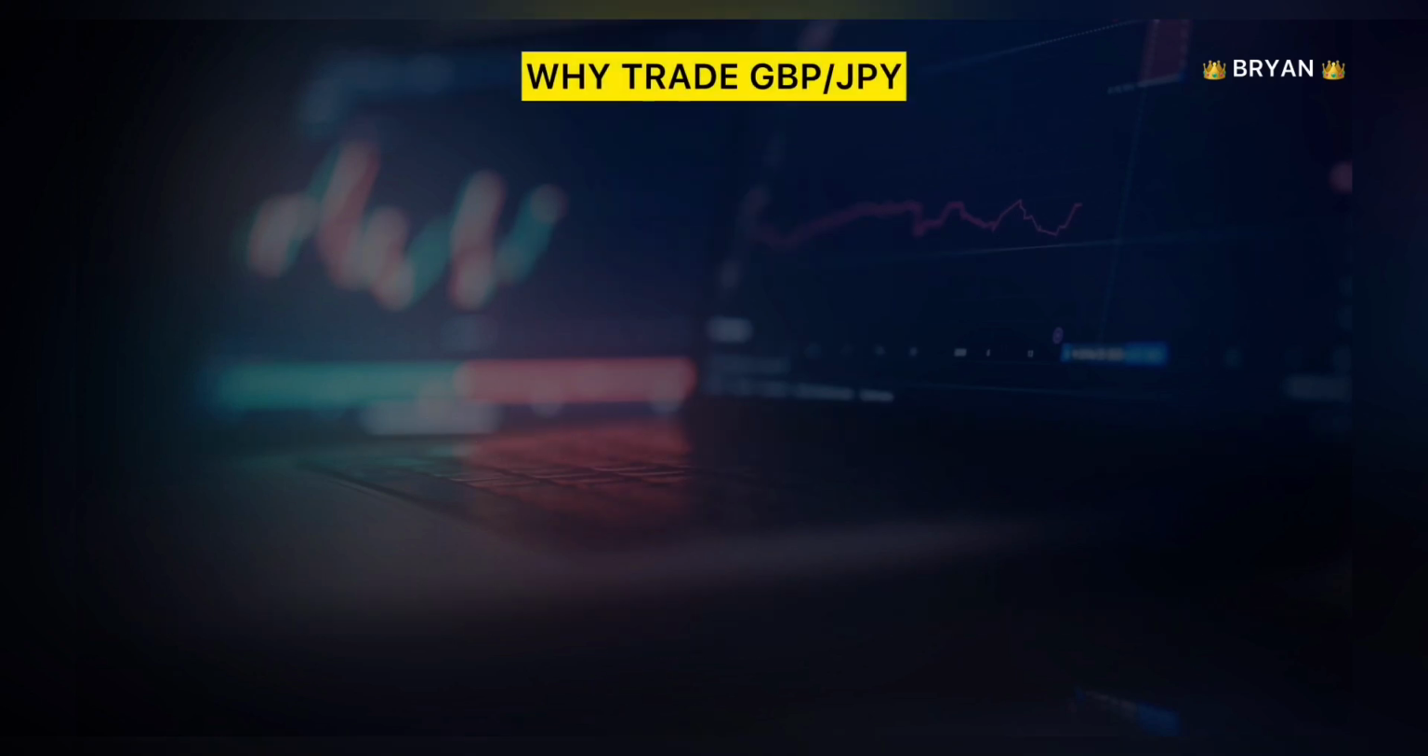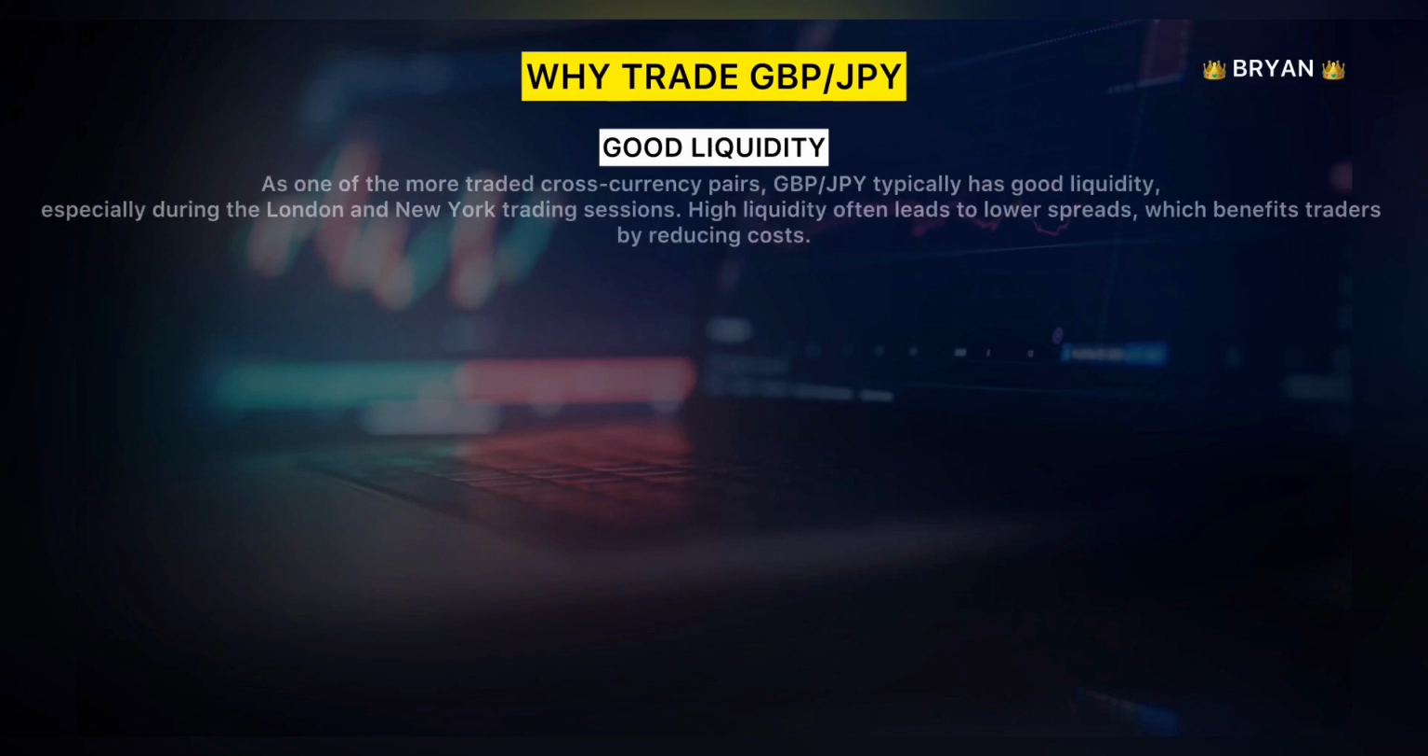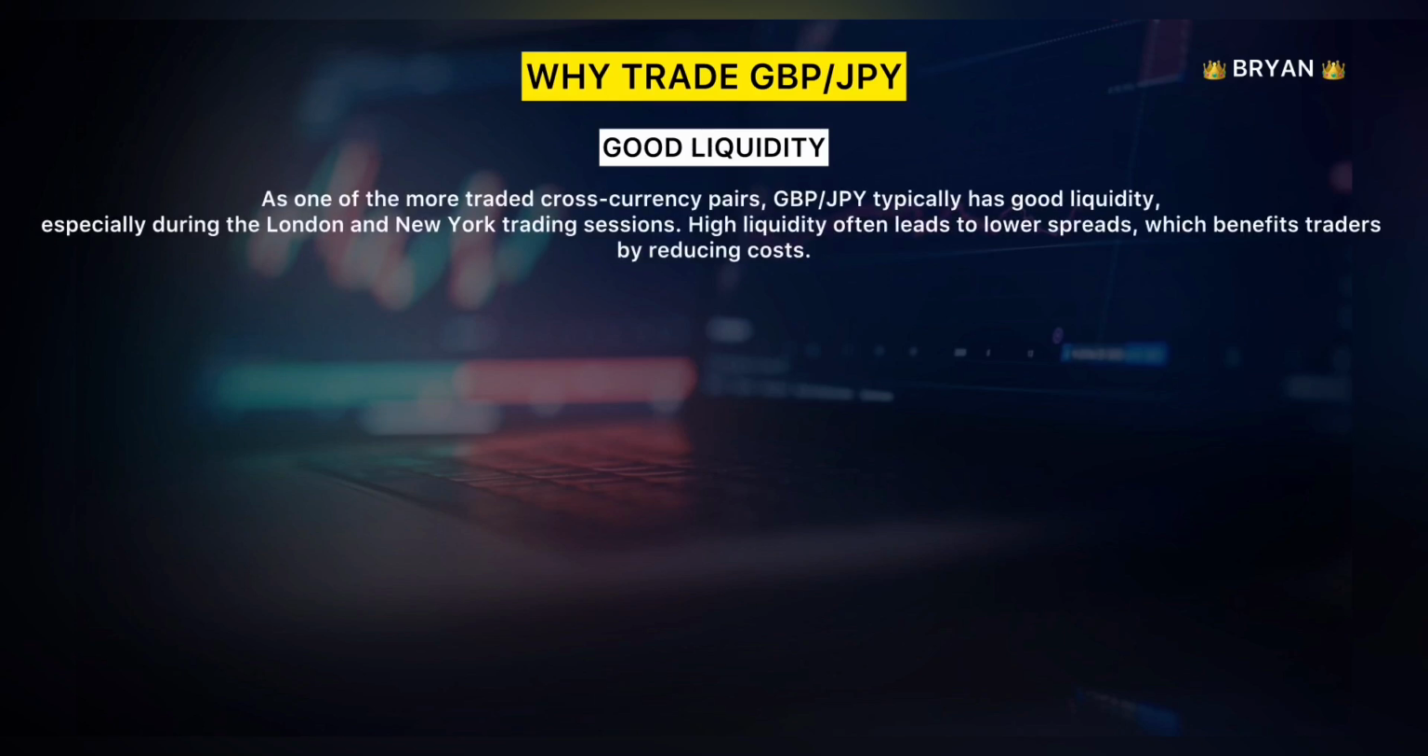Why trade pound sterling to Japanese yen? Good liquidity. As one of the more traded cross-currency pairs, pound sterling to Japanese yen typically has good liquidity, especially during the London and New York trading sessions. High liquidity often leads to lower spreads, which benefits traders by reducing costs.